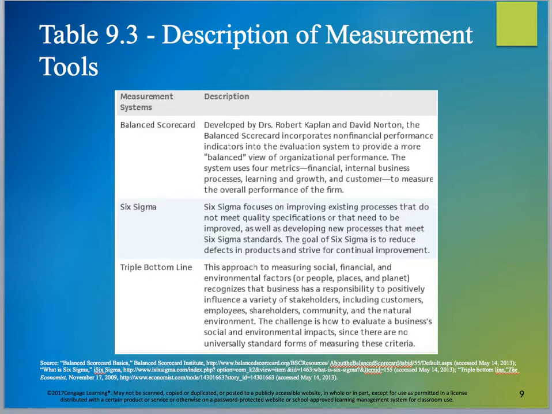Your triple bottom line is looking at 3 P's: people, places, and planet. It's going to measure your social, financial, and environmental factors and the impact that you're having, and your responsibility to positively influence all your stakeholders, internally and externally. And there's a challenge in how you go about evaluating your impact socially, environmentally, since there's no universal standard. So you have to really put great thought into this and how you will measure your success in these areas.